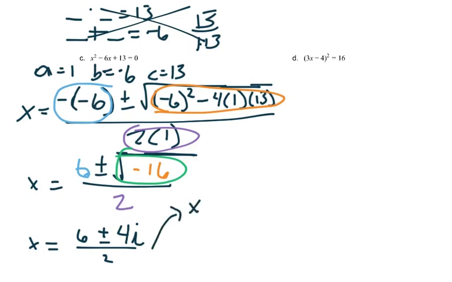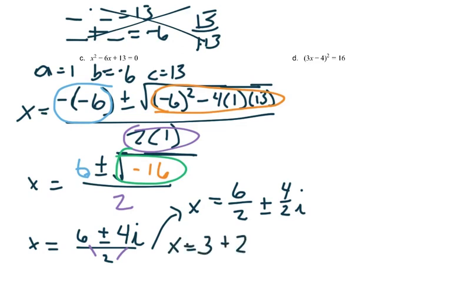And that, again, we need to keep going because we have to put it in the right format. That 2 goes to both pieces. So I'd have 6 over 2 plus or minus 4 over 2 i at the end. And I can simplify that. 6 over 2 is 3. And 4 over 2 is 2. So I'd have 3 plus 2i and 3 minus 2i as my two answers.